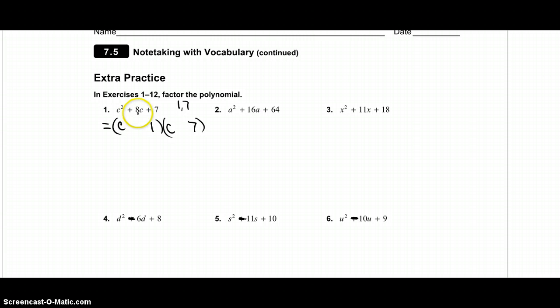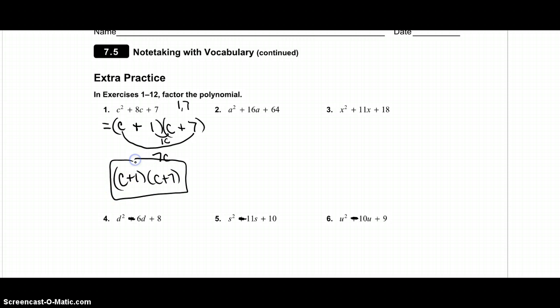And so how do we make sure that we're going to get an 8c in the middle? To get the middle term, that's when you always multiply on the outside and the inside. And 1c and 7c, those add up to 8c. And it's positive 8, so we're going to put plus 1 and plus 7. So that's our final answer: c plus 1, c plus 7. And that is how you factor that trinomial.